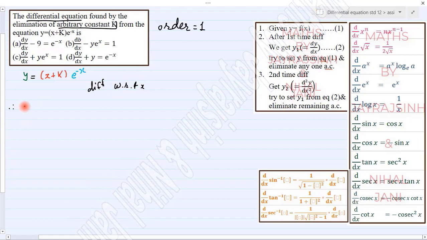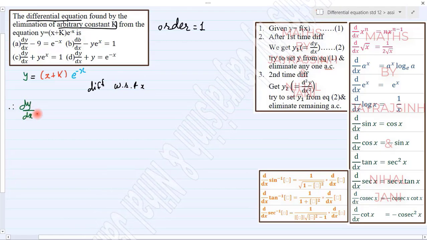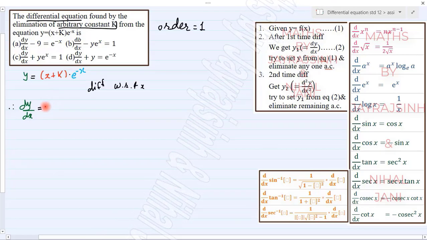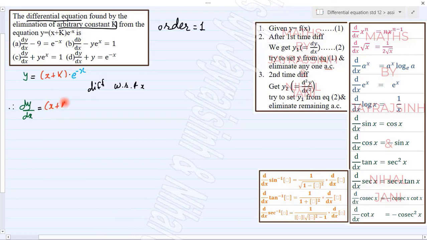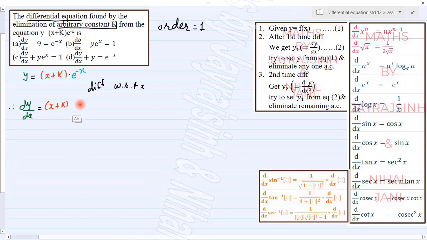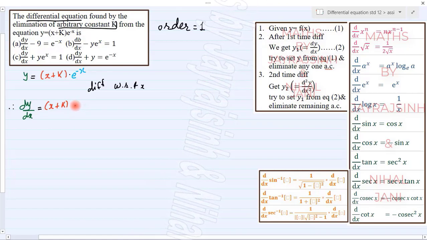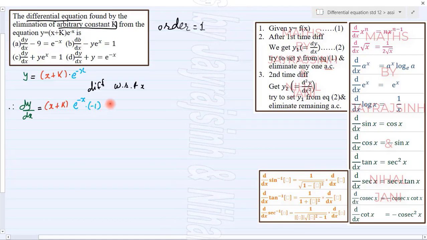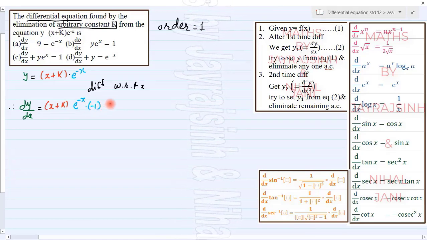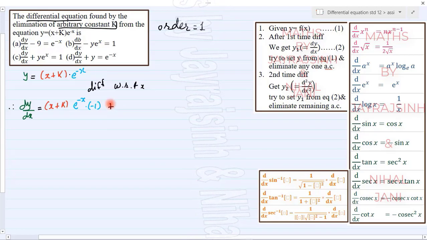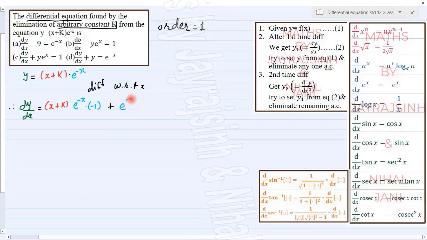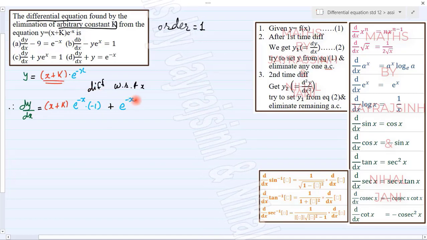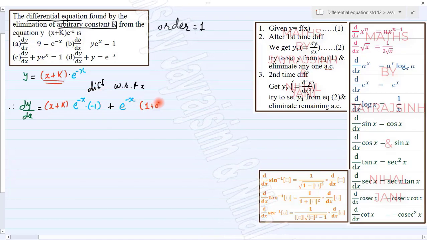So, here we'll get dy by dx is equal to, we have to apply multiplication rule. X plus k will be as it is in first term and differentiation of e raised to minus x will be e raised to minus x into coefficient of minus x, which is minus 1, plus in second term your e raised to minus x must be as it is and differentiation of x plus k must be 1 plus 0.